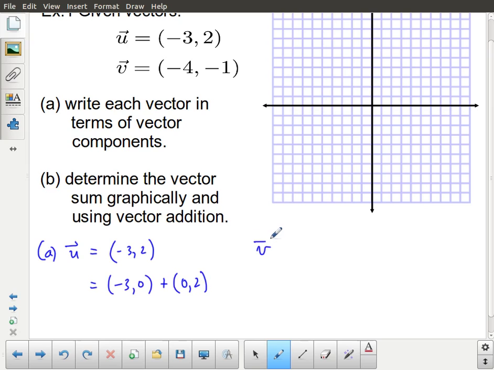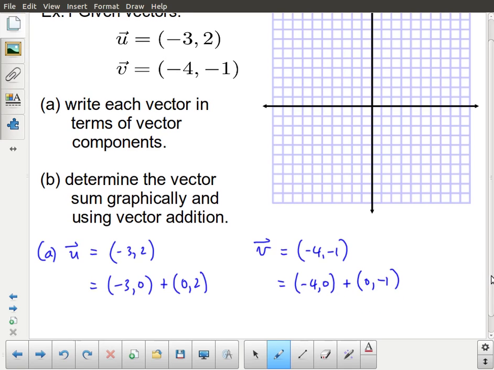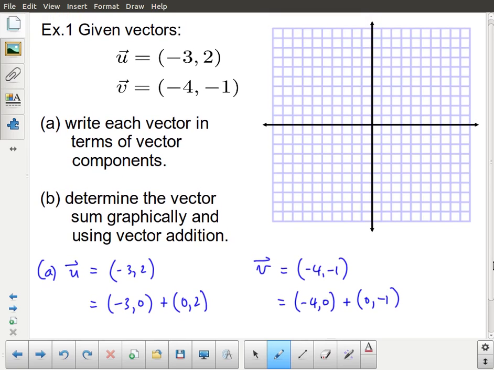If I take the vector v, then I have -4, -1, and the -4 lies along the x direction, and the -1 lies entirely along the y direction. This is going to seem very strange to you for a little while at least, because you're going to be looking at these things and seeing points, and you're going to have to keep reminding yourself that these actually have another meaning, which is vectors.